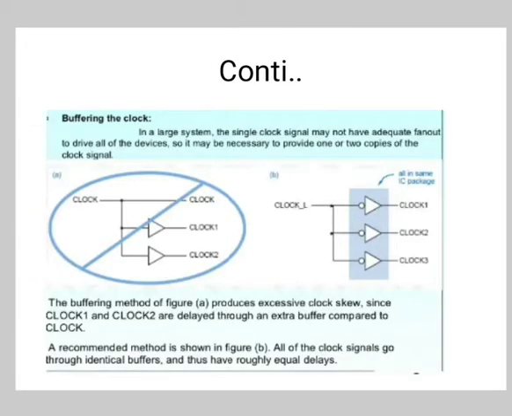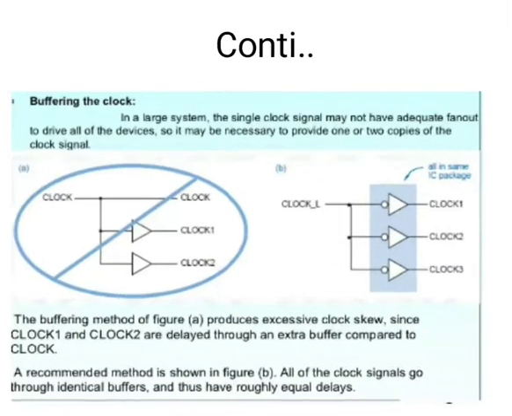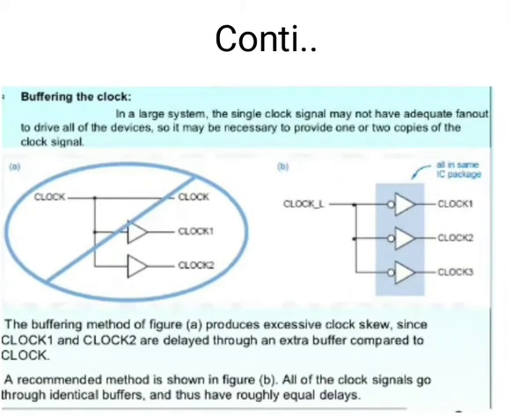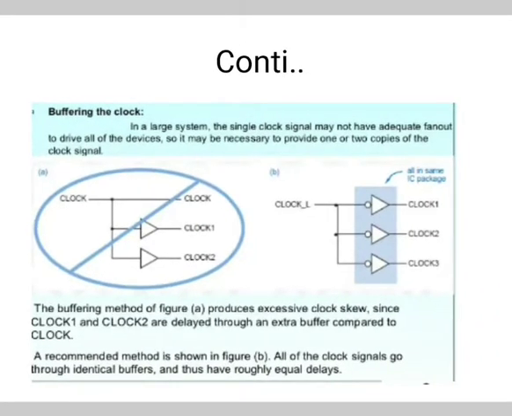So buffering the clock means in a large system the single clock signal may not have adequate fan out to drive all the devices, so it may be necessary to provide one or two copies of the clock signal. The buffering method in figure 1 shows excessive clock skew, since clock 1 and clock 2 are delayed through an extra buffer compared to clock. In the recommended second figure, all of the clock signals go through identical buffers and thus have roughly equal delays.